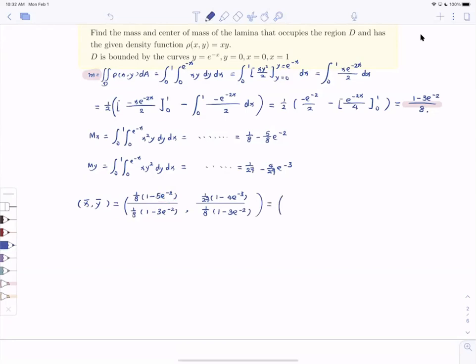That's gonna be factor out, so e to the 2 minus 5 over e to the 2 minus 3. And here is 8 times. So factor out e to the negative 3 will give you e to the 3 minus 4 over 27 times e to the 3 minus 3e. Okay, so this is the final answer.